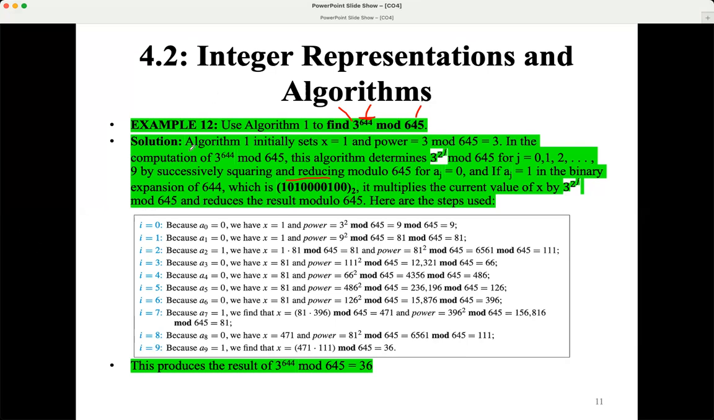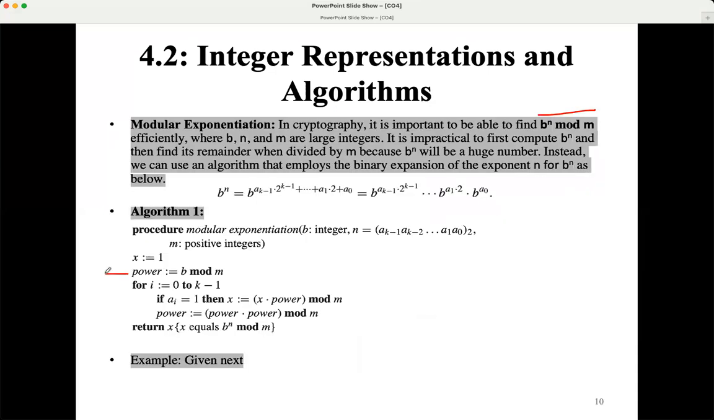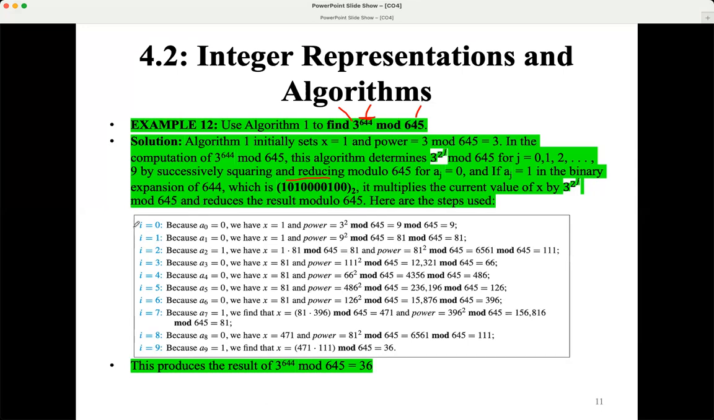Anyhow, now everything will be clear. I can read it, but I want to make a shortcut. So x is equal to 1 and power is now 3. Power is 3 mod 645, which is 3. And then for i equal to 0, your loop will start. I have just copy-pasted these steps from the book. Now when i is equal to 0, we have a0. Which bit are we checking? This one, a0.